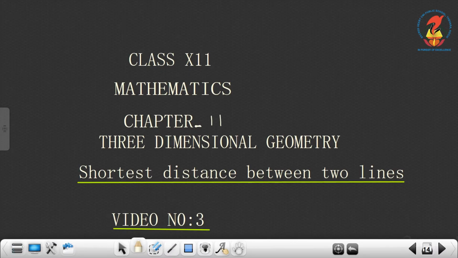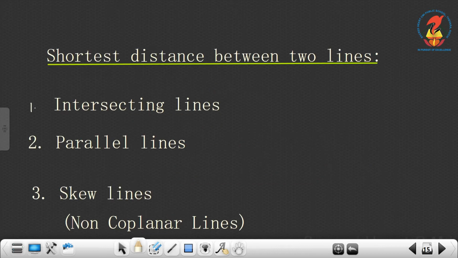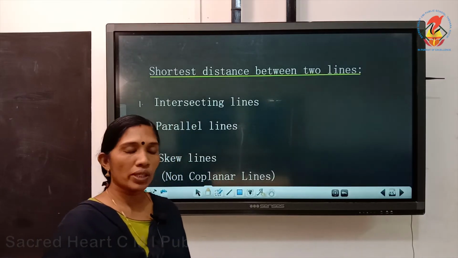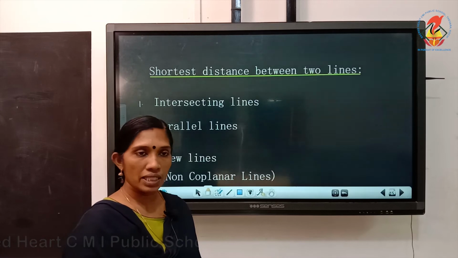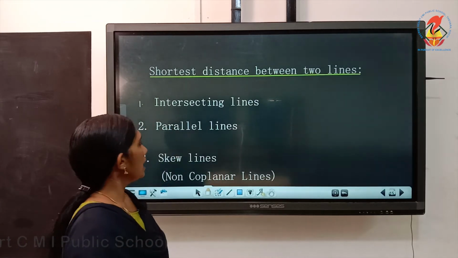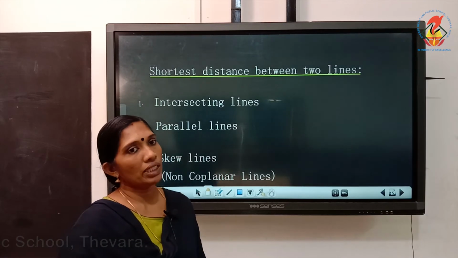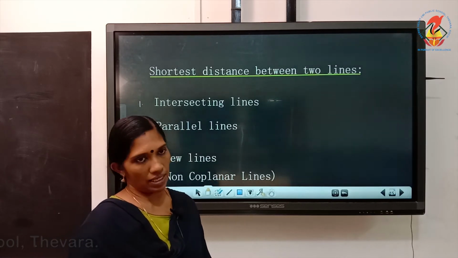The next topic, shortest distance between two lines. So there are three types of lines in space. They are intersecting lines, parallel lines and skew lines. Intersecting lines: when two lines intersect, the shortest distance between them is 0. Then parallel lines means the lines never meet, so the distance between them is the perpendicular distance.